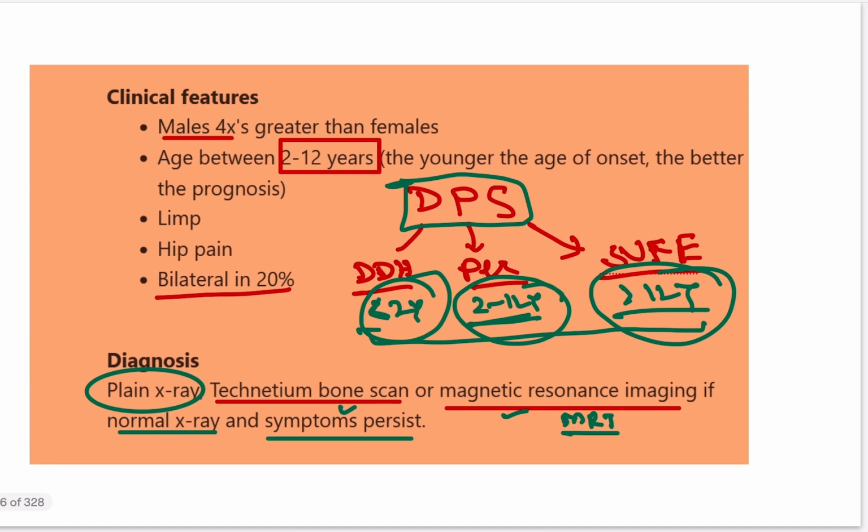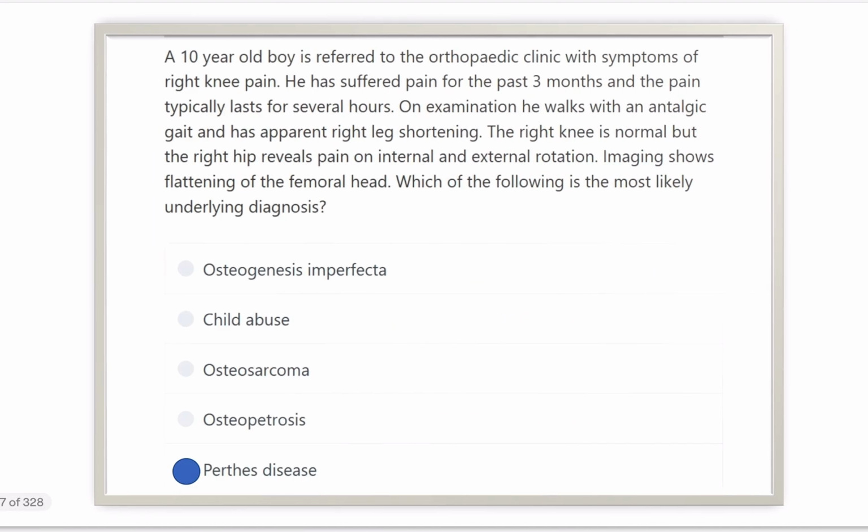So for this condition we have to remember the age group and also the x-ray findings. So what is our answer? It is Perthes disease, because the age group is 10, and we know the age group is 2 to 10 or 2 to 12, which is usually Perthes disease. So the diagnosis is Perthes disease.